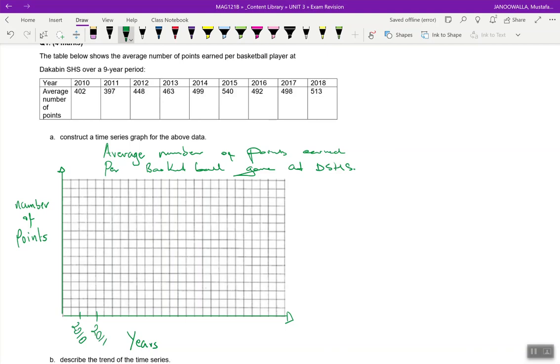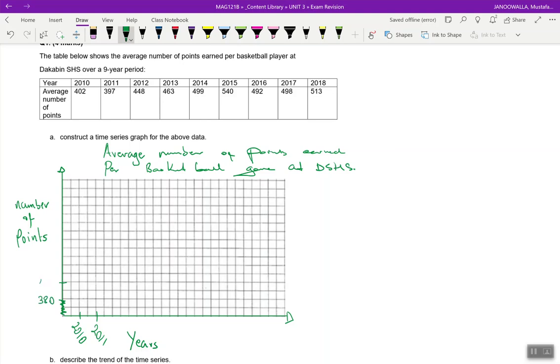The one thing also I want to show you is on the y-axis, the number of points, it doesn't start at 0. The smallest number of points is 397. So we could start at 390. So we'll just draw a zigzag line there, and we will start at 390. Then every 2 you can go, 400, because you're only going up to, no, that might not be the best way. We might start at 380.